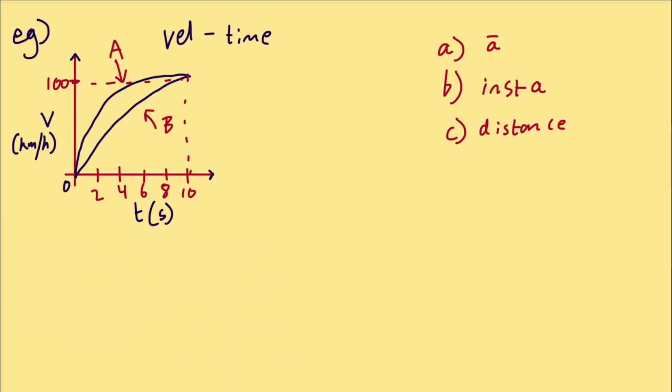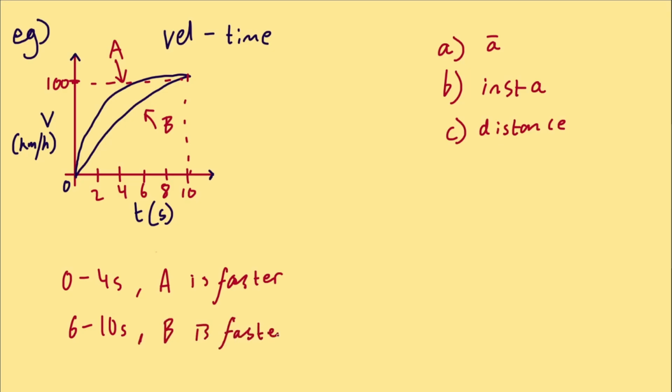Second problem, the instant acceleration. Compare them. So here you can see from 0 to 4 seconds, car A is clearly steeper than car B. So we can say that from 0 to 4 seconds, A is faster and accelerating faster. However, from 6 seconds to 10 seconds, this time interval, B starts to get steeper and catch up to A. So we can safely say that from 6 to 10 seconds, car B is accelerating faster.